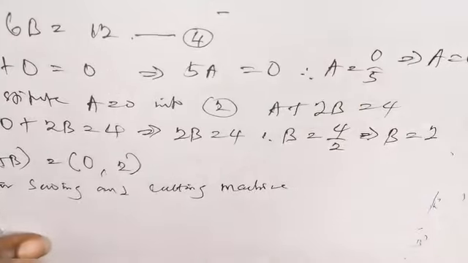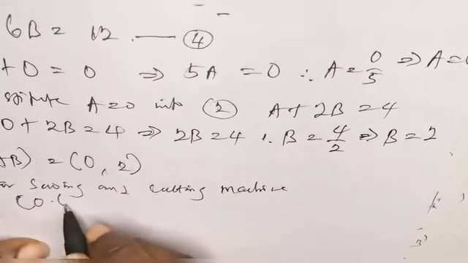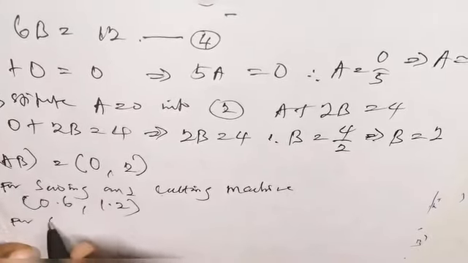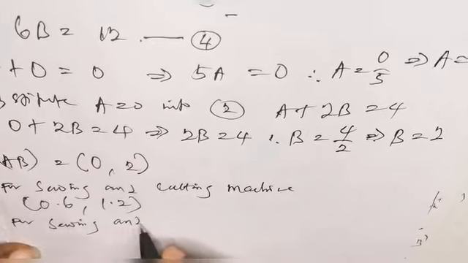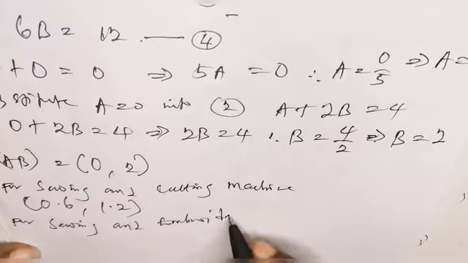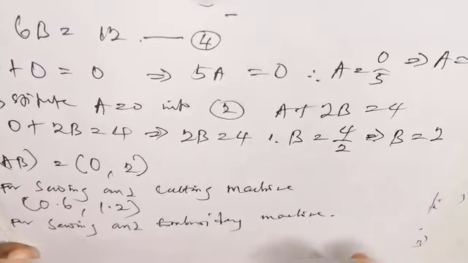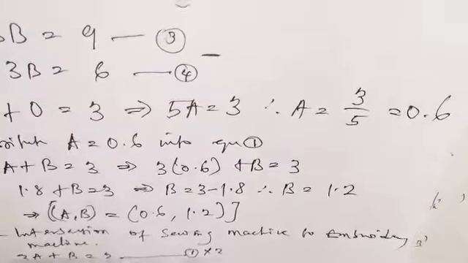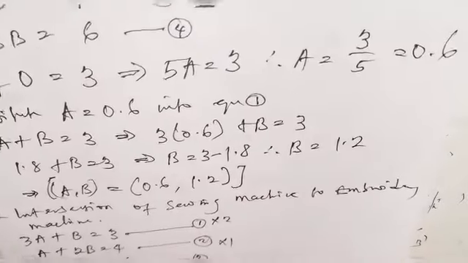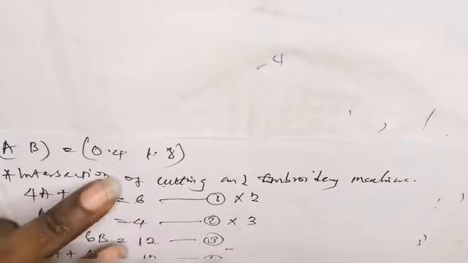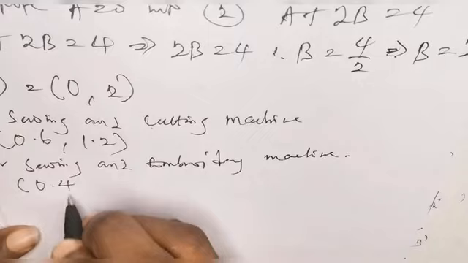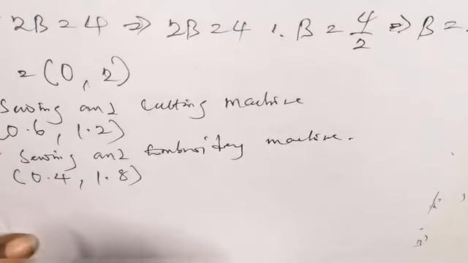Okay, we had the intersection to be 0.6 and 1.2 for sewing and cutting. For sewing and embroidery machine, we obtain our intersection to be 0.4 and 1.8.